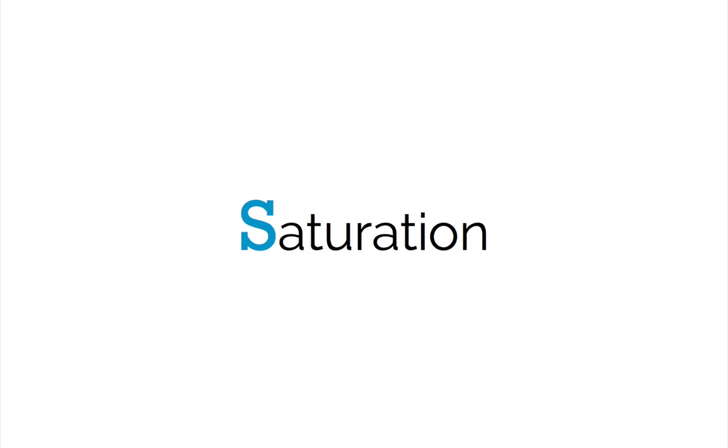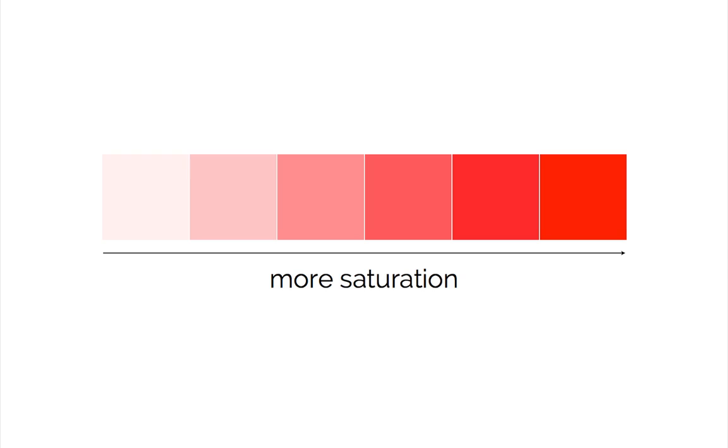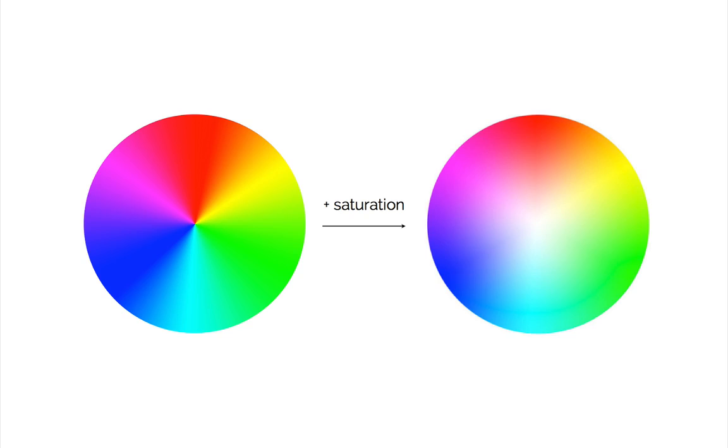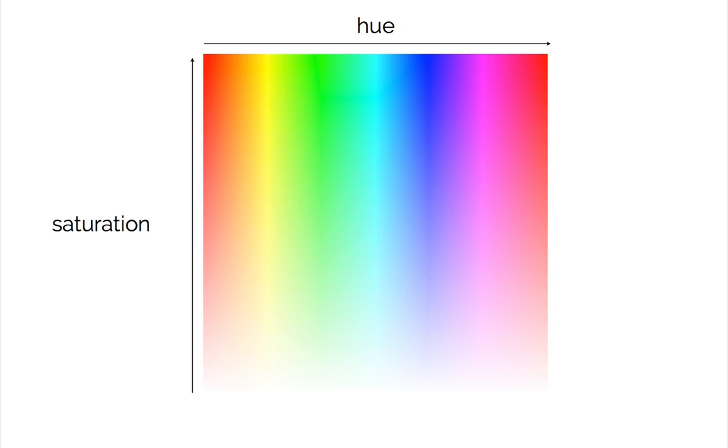Next letter of the HSV or HSB model is S. S stands for saturation. Saturation refers to the purity of a hue. The more a color is saturated, the closer it will be to the pure hue. The less it is saturated, the closer it is to white. We can add this dimension to the color wheel. We'll have the desaturated colors in the center and the fully saturated colors on the border. Saturation can sometimes be represented like that, with fully saturated colors at the top and desaturated colors at the bottom.